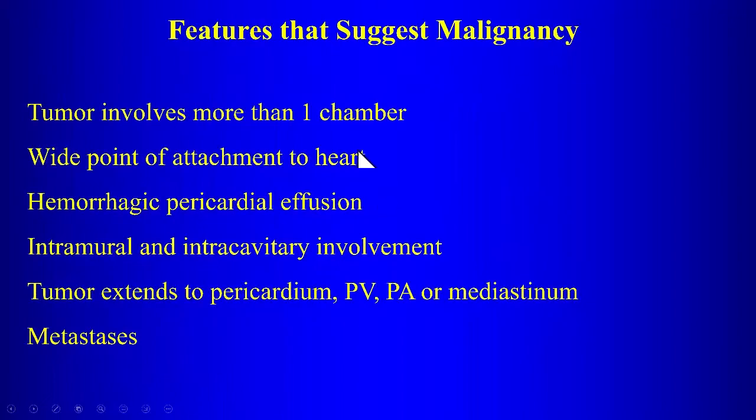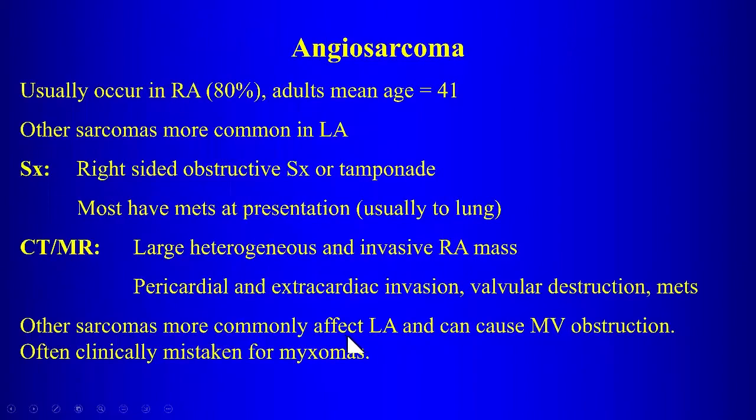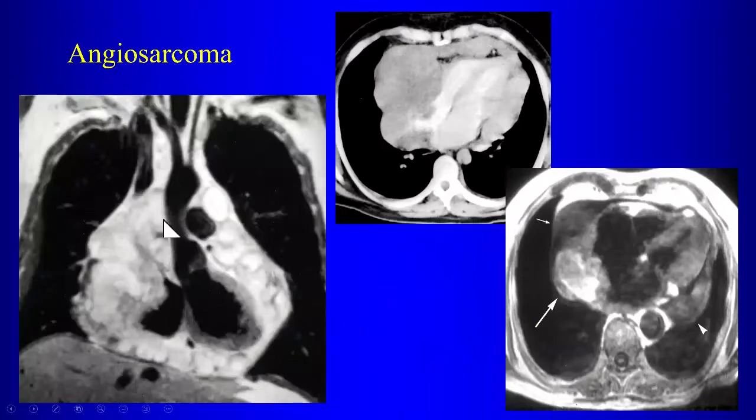Okay? Features that suggest malignancy, these are kind of obvious. Tumor involves more than one chamber, wide point of attachment to the heart. If there's a hemorrhagic pericardial effusion, intracavitary involvement, if it extends to surrounding structures, and of course if there is metastatic disease. So the angiosarcomas usually occur around the right atrium. Other sarcomas more common on the left side. It can cause tamponade or obstruction. Many will have metastatic disease at the time of presentation, especially mets to the lung. And angiosarcoma, big, ugly, right-sided cardiac neoplasm.